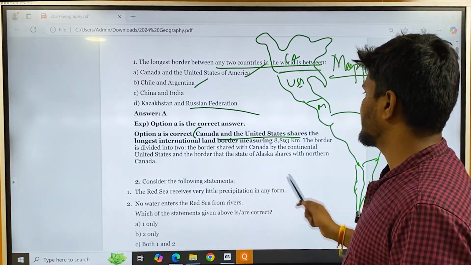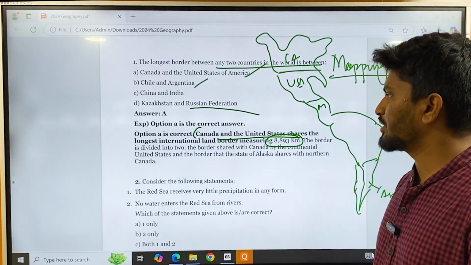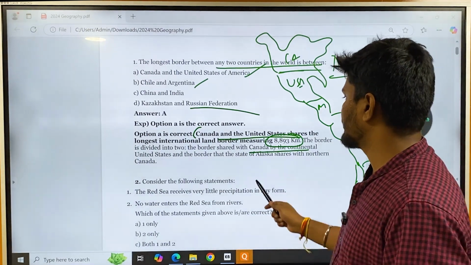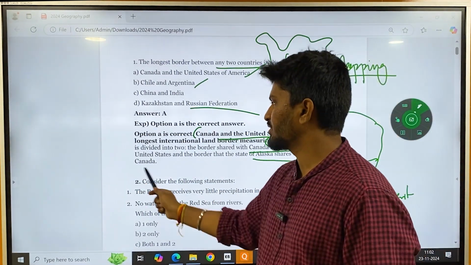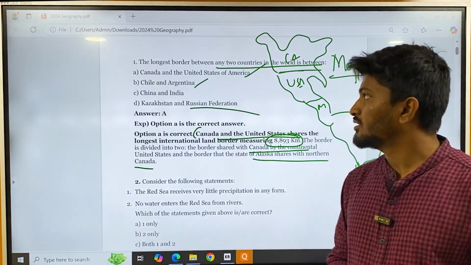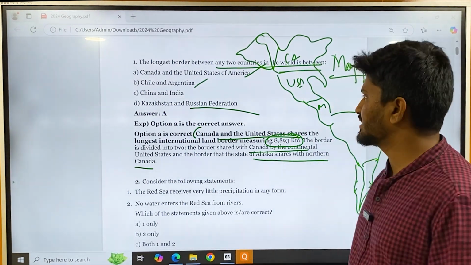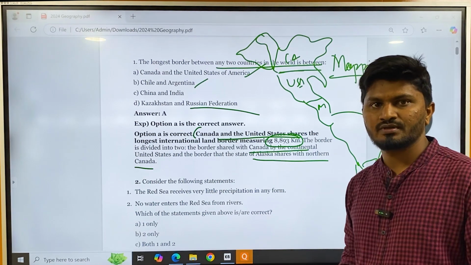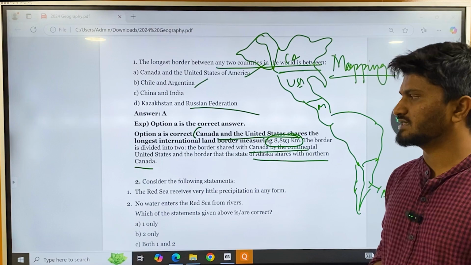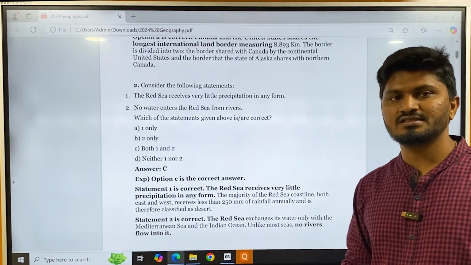Canada and USA share the longest international border, measuring 8,893 kilometers. The border is divided into two: the border shared between Canada and the continental United States, and the border the state of Alaska shares with northern Canada. The border with the mainland alone is not the longest, since it includes the Alaskan part of America. This makes the USA and Canada border the longest border in the world. And then come Chile-Argentina, China-India, Kazakhstan and Russian Federation. So the correct answer here is option A, USA and Canada. That is more like a general geography question.